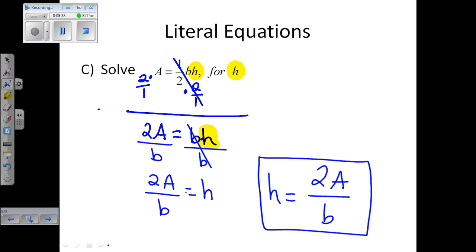So again, all we're doing here is we're isolating one of the many variables that are in a literal equation based on what we're asked to isolate. We're going to practice more of this in class. The purpose of this video was to give you an introduction, so hopefully you've had that and you've had a chance to fill out your notes sheet, and that's what I'll be checking in class.